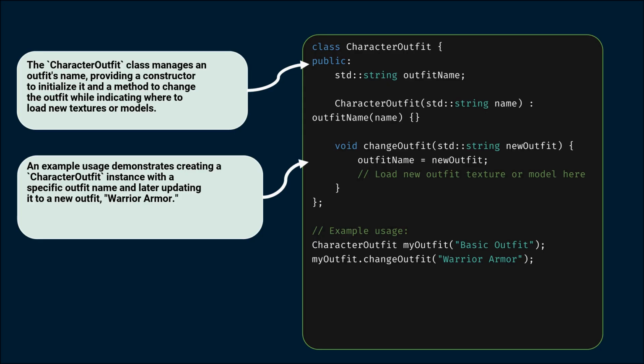For example, starting with the basic outfit, players can switch to something more elaborate like warrior armor, reflecting their progress or choices made within the game. This dynamic change really adds depth and personalization to character interactions, which is vital for modern game design. Now, let's implement a basic collision detection system to ensure our characters interact appropriately with their environment.